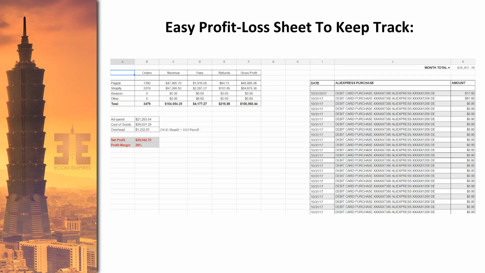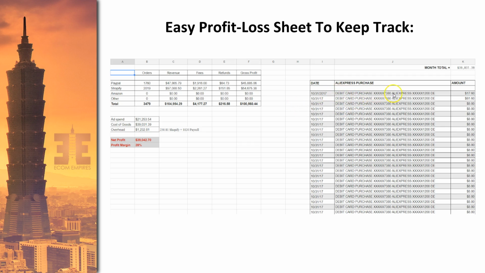Here's an example profit loss sheet. This is an old one from back when I first got started, but I want to show you how simple it can be, right? This was one of my first six-figure months, and this is how I kept it, okay? This is nothing fancy, but it works, and it's exactly everything that I need to know.